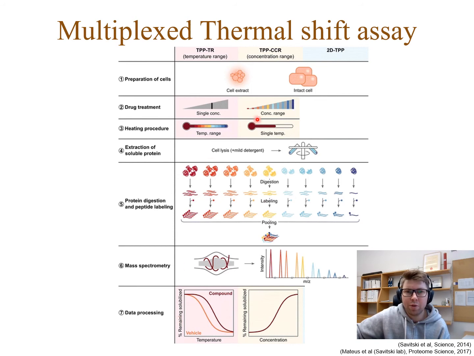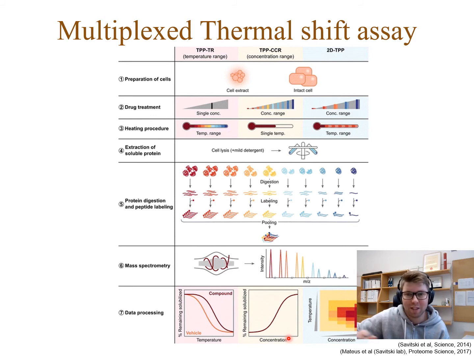Another way to do this experiment is to use different drug concentrations, but a single temperature. And this allows a slightly different readout, where the remaining soluble proteins can be described as a function of drug concentration. And you can also do these experiments in multiple dimensions, which is illustrated in this heat map, which shows the differential stabilizing effect of a drug with respect to both temperature and concentration.